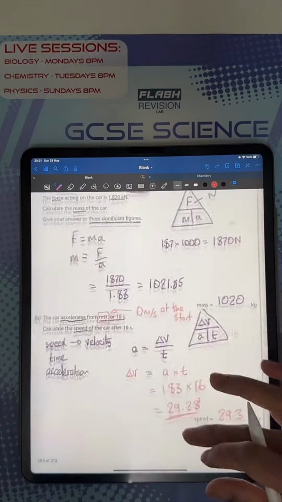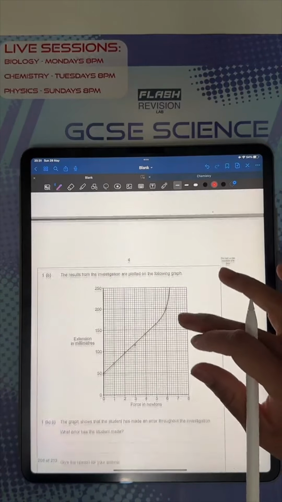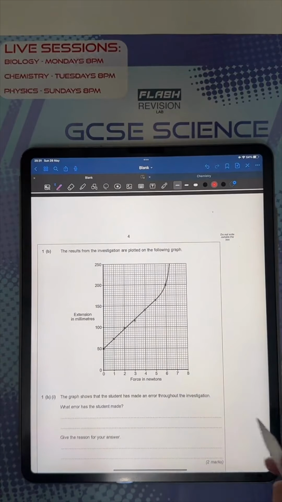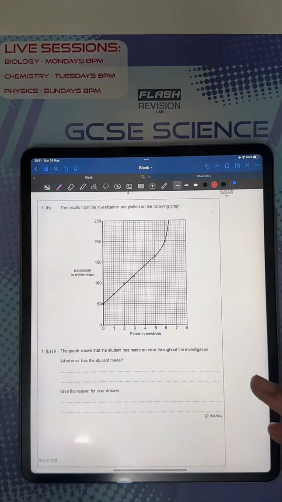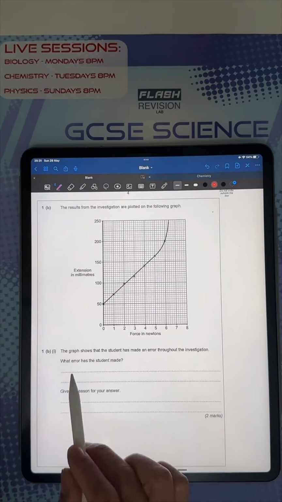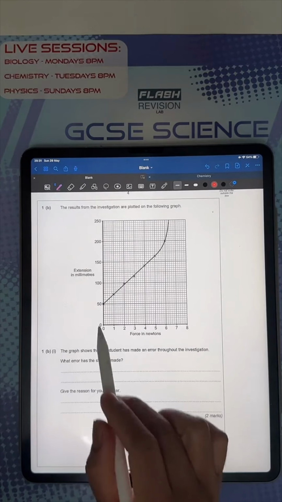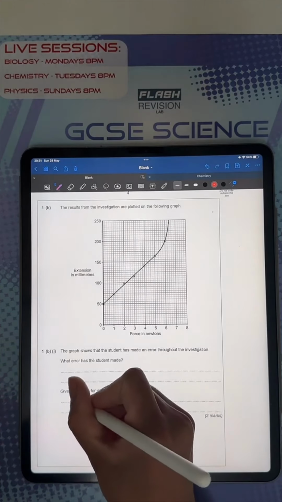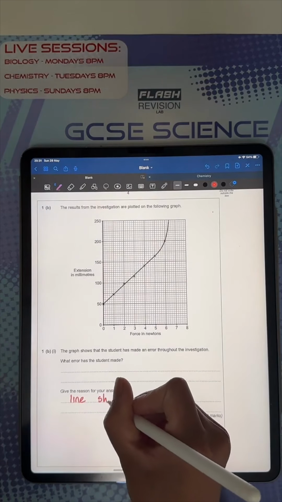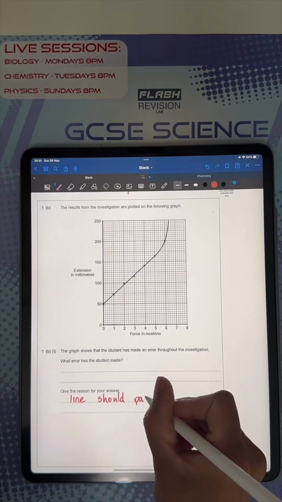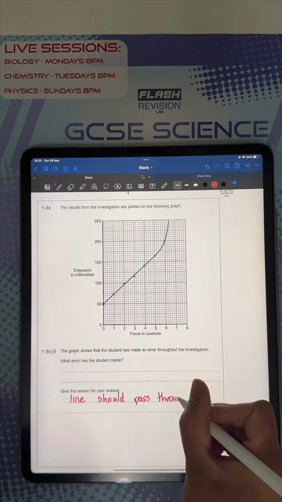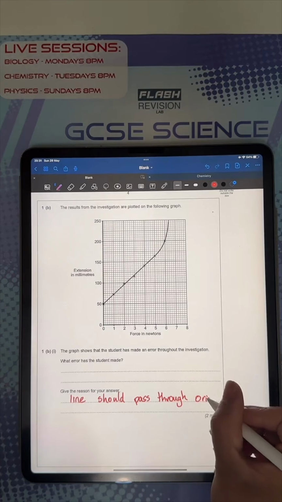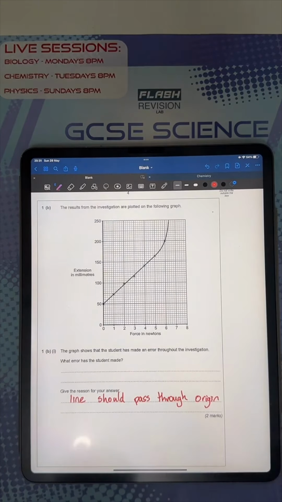So back onto the question, we don't have a straight line through the origin. It's going up here. So what error has that student made? That's not the actual error. The reason is because it doesn't go through the origin. So what's the actual error that they've made? So we'll write down here, because the line should pass through 0 or origin. What mistake have they made in their calculations?